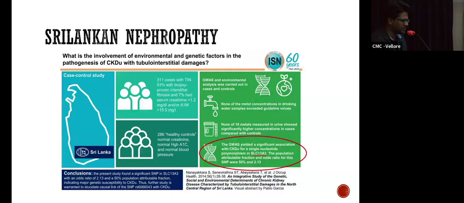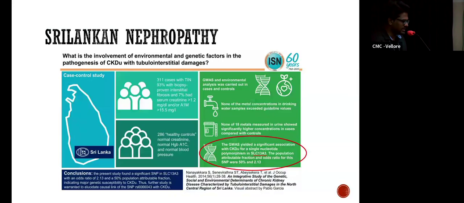So for Sri Lankan nephropathy, there is a genetic consideration. They have done a study where they found out SLC13A3 single nucleotide polymorphism were identified with an odds ratio of 2.1.